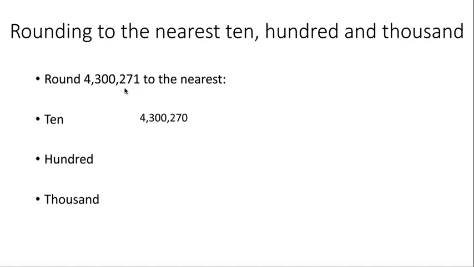We'll round to the nearest 100. There are 2 hundreds here and 7 tens. There's more than 5 tens, so we need to round up. The 100 above 200 is 300, so our answer is 4,300,300. Then we're going to round the same number to the nearest 1,000. Have a go and then we'll work it out together.